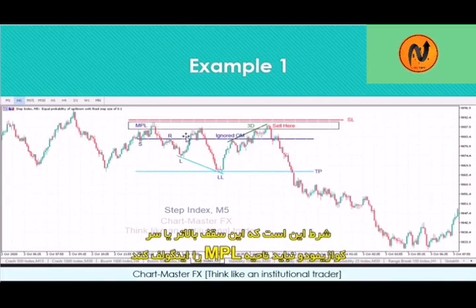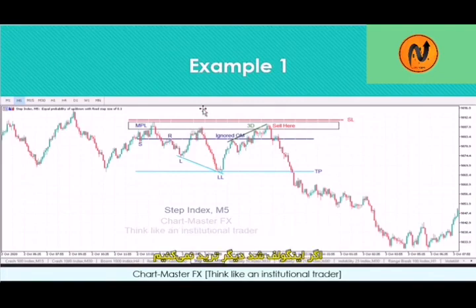So the condition is this higher high, or the head of the Quasimodo, should not engulf the MPL. If this was able to engulf the MPL, then there is no trade, guys. If that happens, then leave that currency pair and look for another currency pair. So that condition you can see was made. So this is almost similar to version number 2. It's actually similar to version number 2.